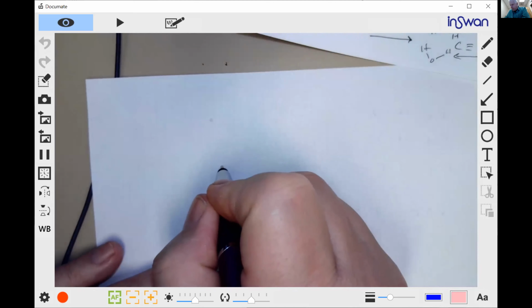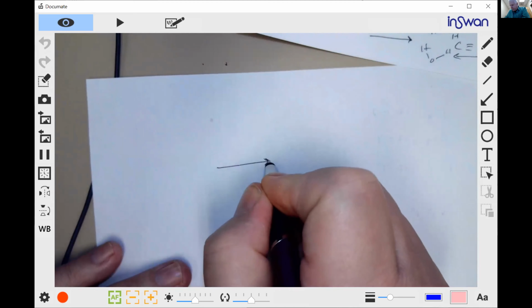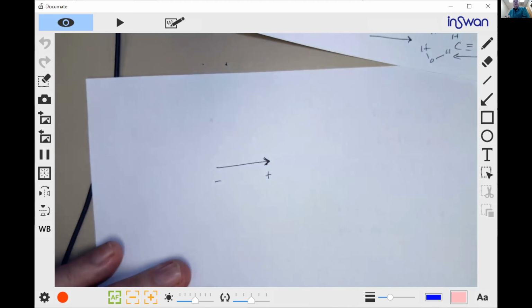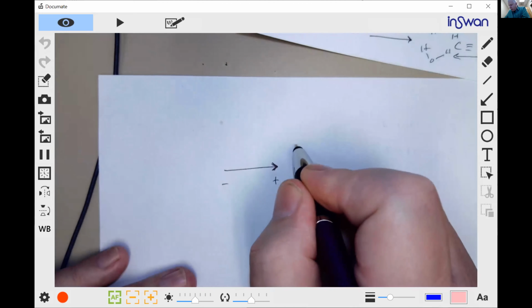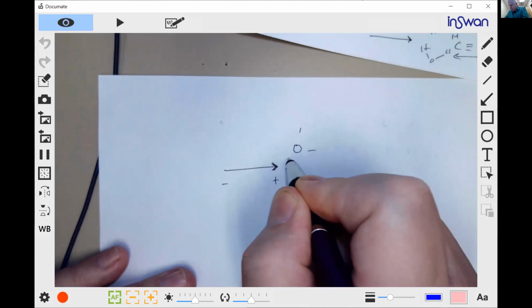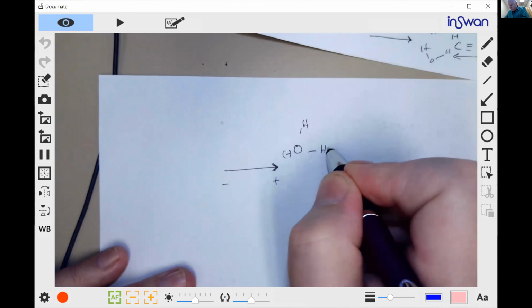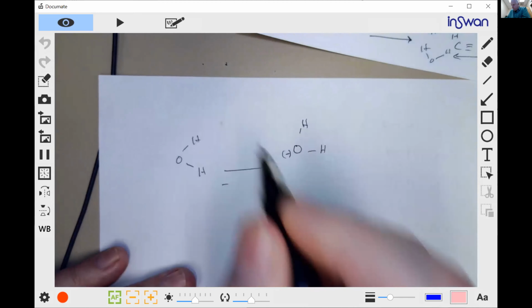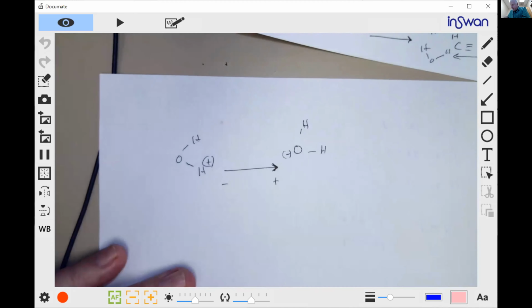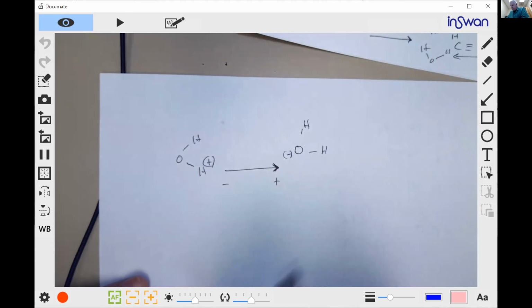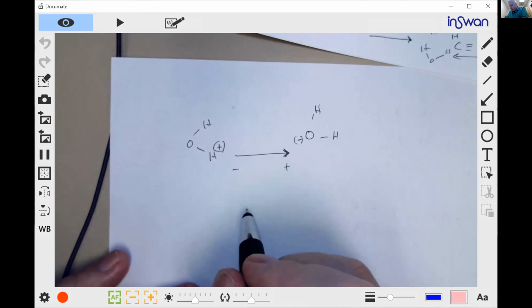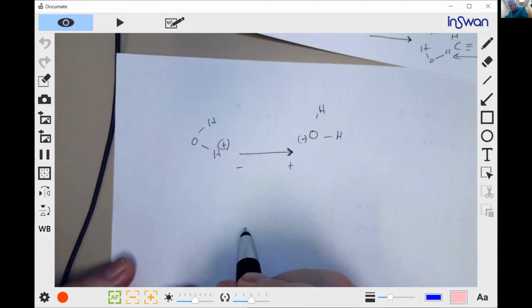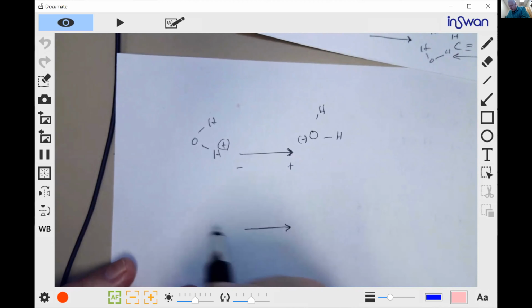Let's say that if you have a dipole moment here, where this is the plus end and this is the minus end, and then you have the solvent molecules with the minus end towards the plus, and the plus end towards the minus, right? Let's make a shorthand for this. There's the molecule. And then here's the solvent. I'm going to make a little fat arrow like this.